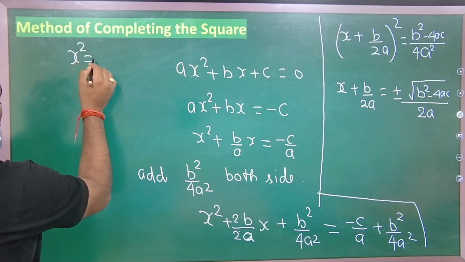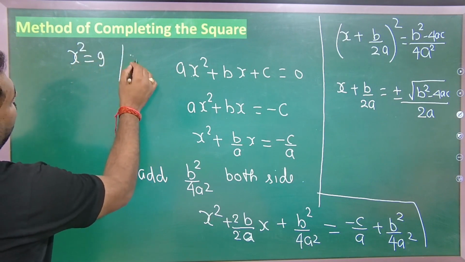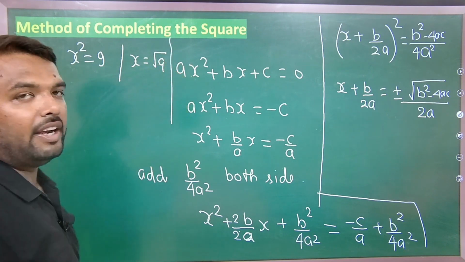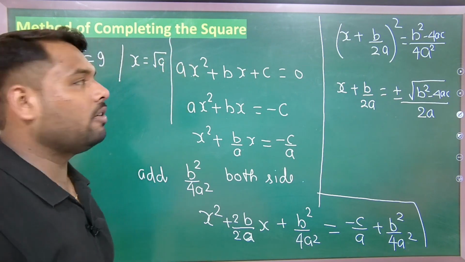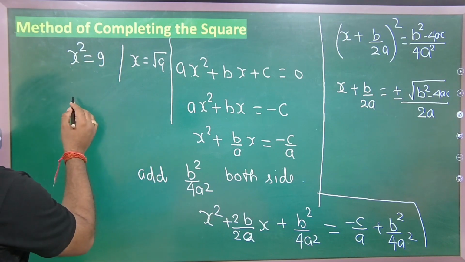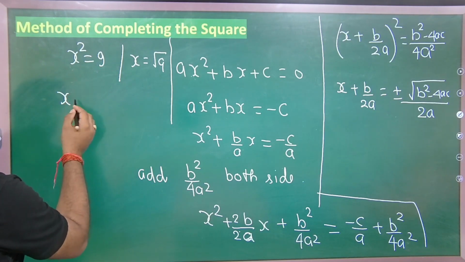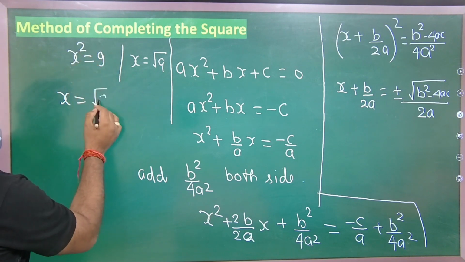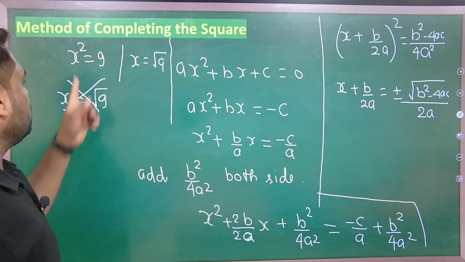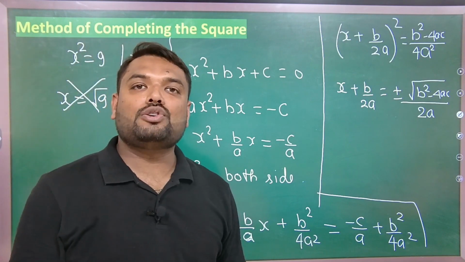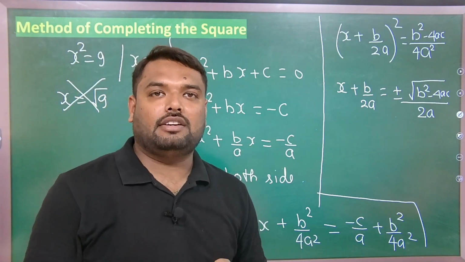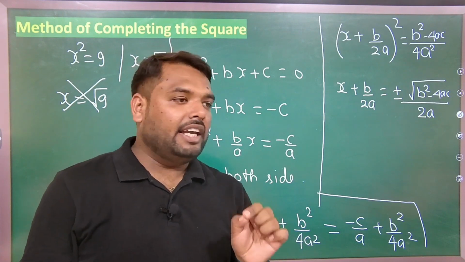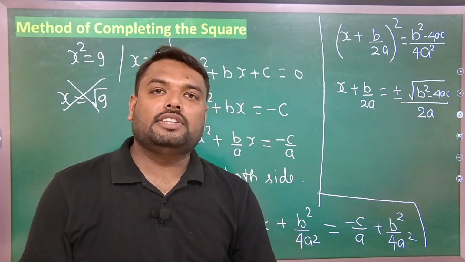If x square equals 9 and if x equals root 9, these two things are different. These two things are not equal. Generally, the students write if x square equals 9, then x equals root 9. This is wrong. This is the wrong statement. Okay, got the point? I think 99.9% of students make this mistake.